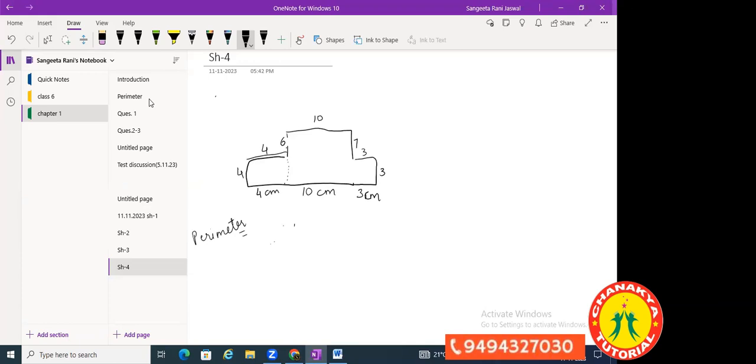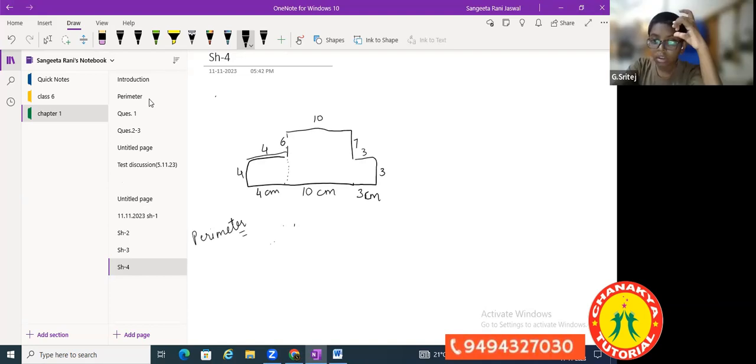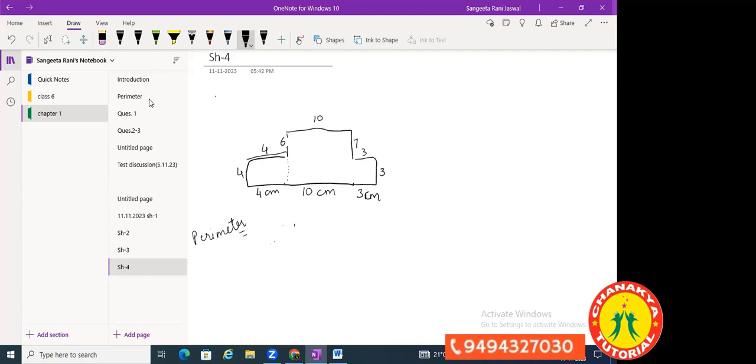Note down this figure in your notebooks. Draw this figure in your notebook. After that, again 10 is down. On the up part, again we have to keep that 10. Again 3 is there, then the side here is also 3, and up also 3.